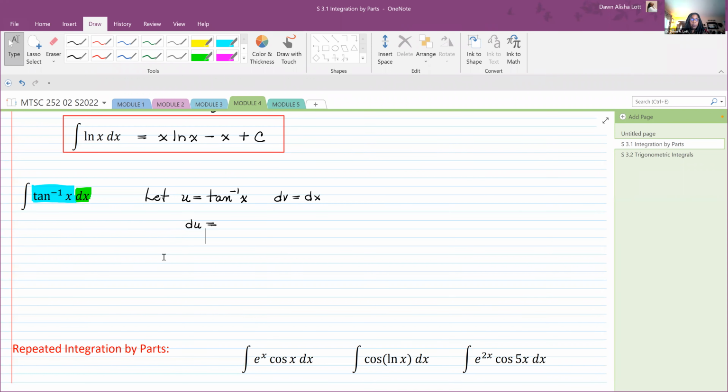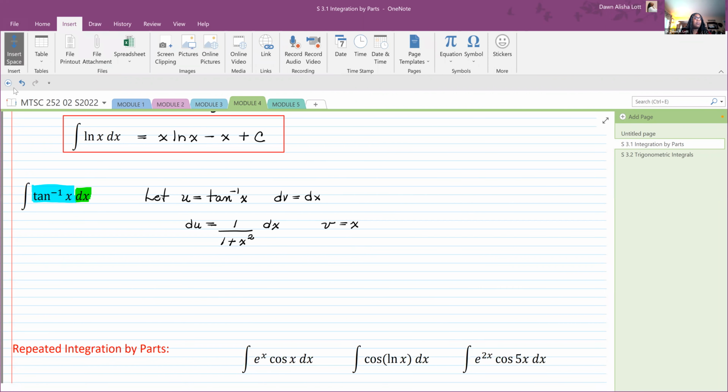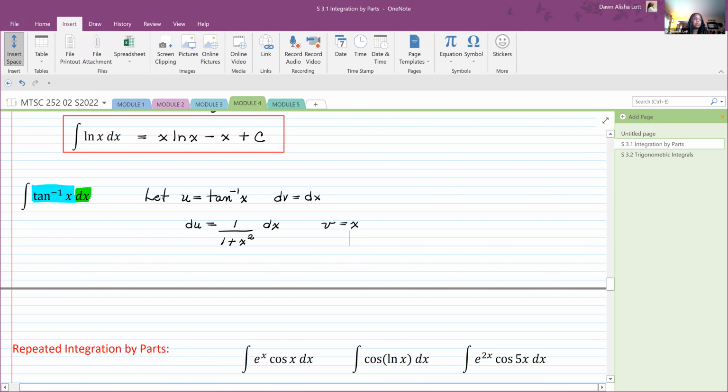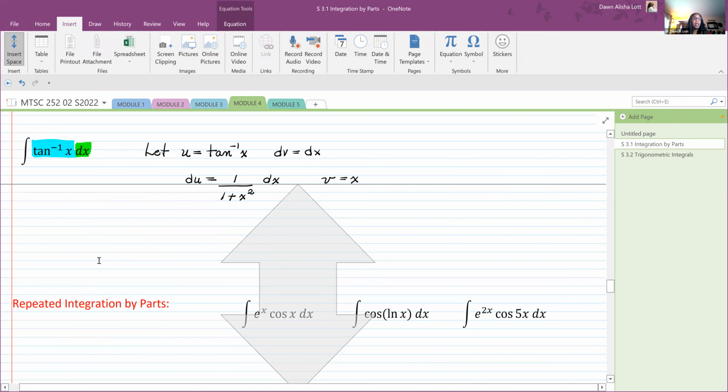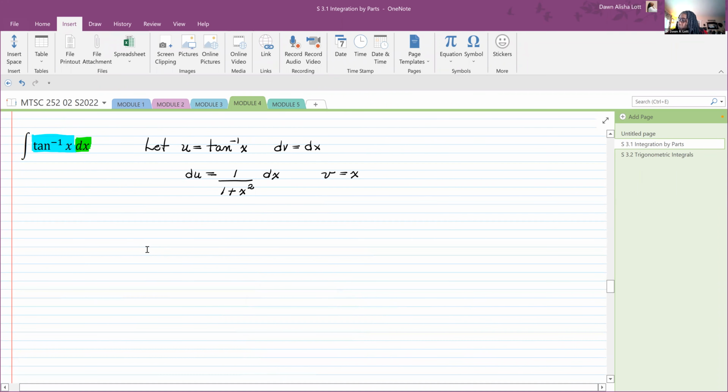What is du? Is it 1 over 1 plus x squared? Yes, keep going. dx. And then v again is x. This problem is going to need a little bit more space. I need more space for this one. So therefore the integral of the tan inverse.